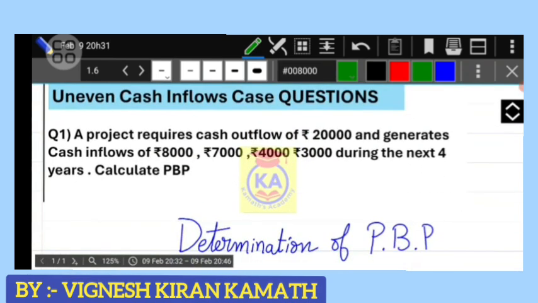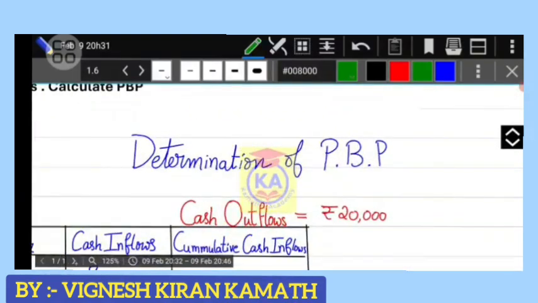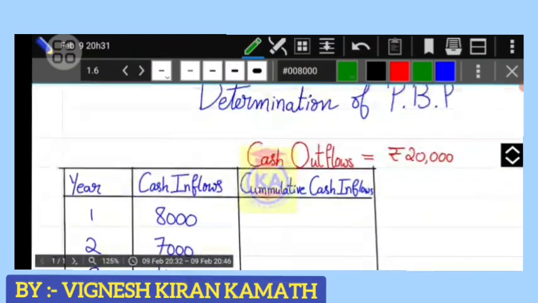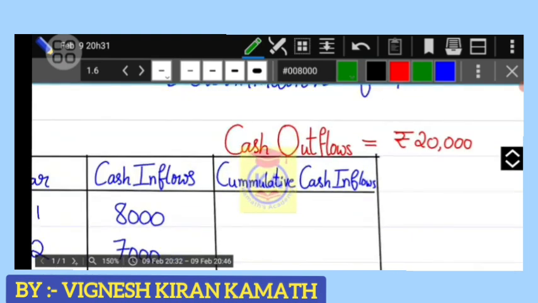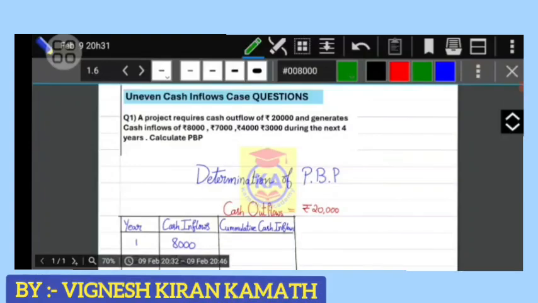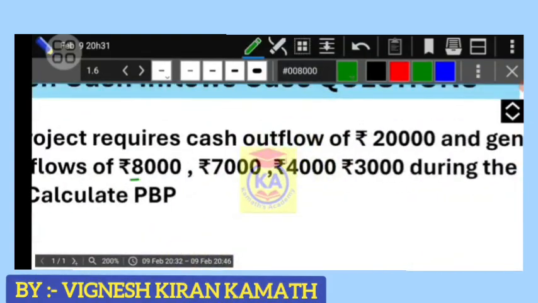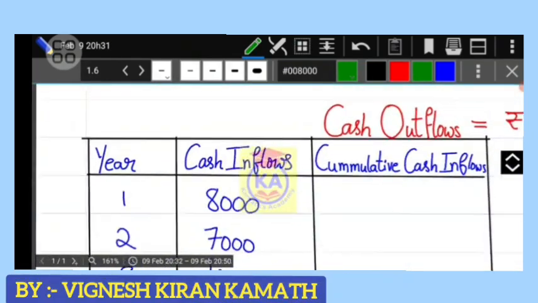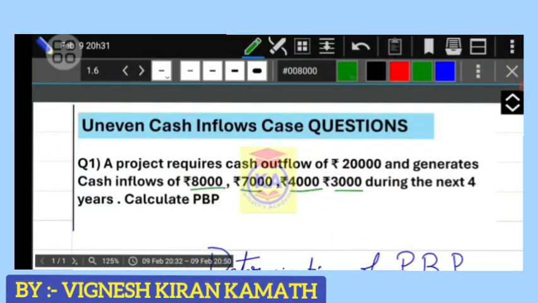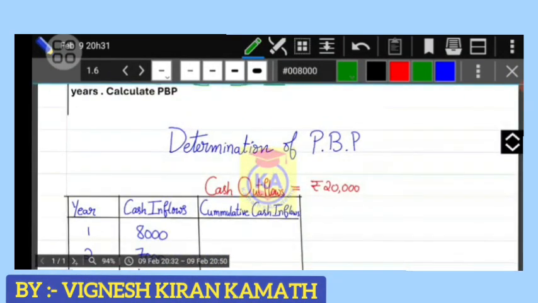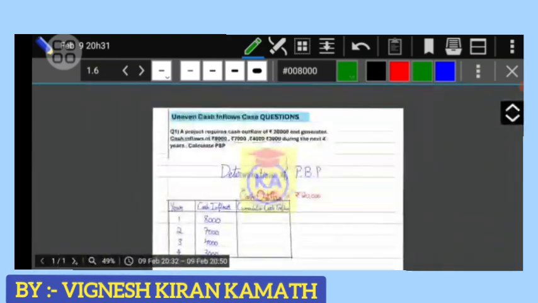First, write the heading: determination of payback period. Then draw a table, but before drawing the table, write cash outflows rupees 20,000. The reason I'll tell you. Then draw a table. Here it's given for 4 years, so in the first column you have to write year 1, 2, 3, 4. Next, cash inflows are given, so directly take the values 8,000, 7,000, 4,000, 3,000.